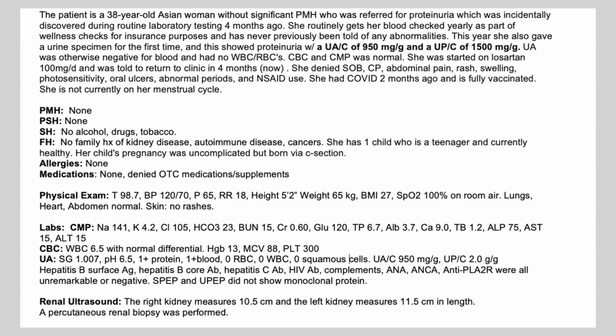Her Hep B surface antigen, Hep B core antibody, Hep C antibody, HIV antibody, complements, ANA, ANCA, anti-PLA2R antibody were all unremarkable or negative. Her SPEP and UPEP did not show evidence of a monoclonal protein. Her renal ultrasound showed a right kidney that measured 10.5 centimeters and a left kidney that measured 11.5 centimeters. And it didn't show any evidence of hydronephrosis or abnormal echogenicity. And so then a percutaneous renal biopsy was performed.